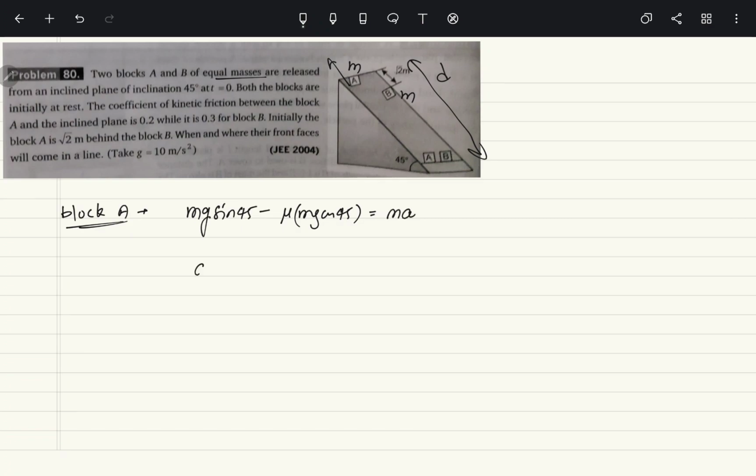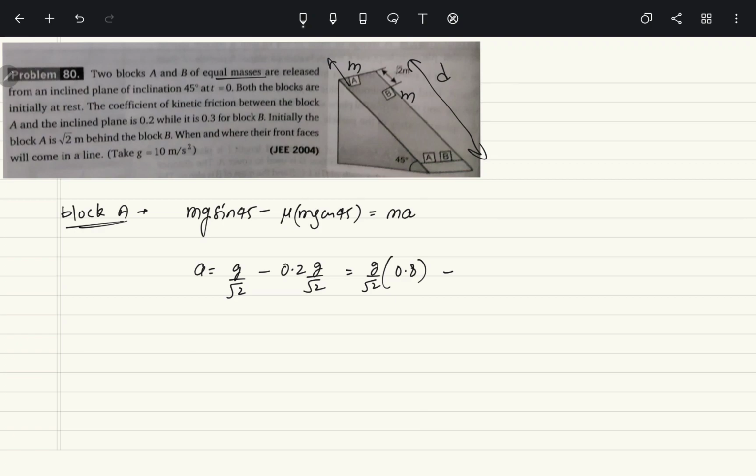So from here we can write the acceleration, which is g by root 2 minus 0.2 into g by root 2. Now we can solve this further: g by root 2 times (1 minus 0.2), which is 0.8. So that is the acceleration of block A.